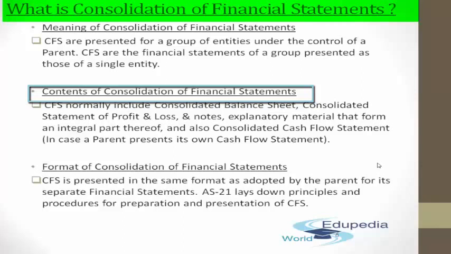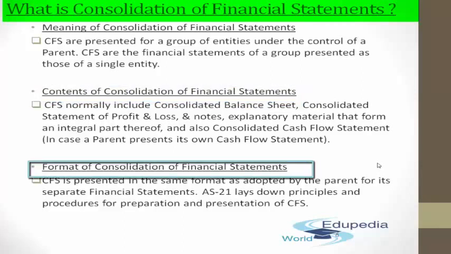Now moving towards the format. What will be the format of the consolidation of financial statements? CFS is presented in the same format as adopted by the parent for its separate financial statements. So we need to follow the parent in that case. In our country, AS 21 lays down the principles and procedures for preparation and presentation of consolidated financial statements. So we need to prepare them in that format. This was all about the meaning of consolidated financial statements, contents, and format. I hope you got complete clarity as to what this term means.